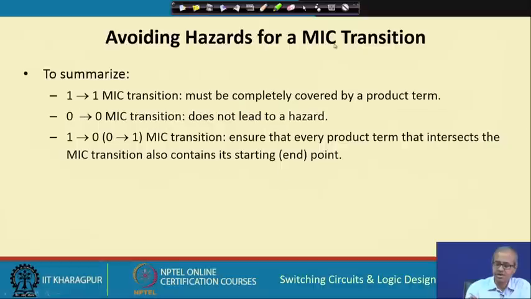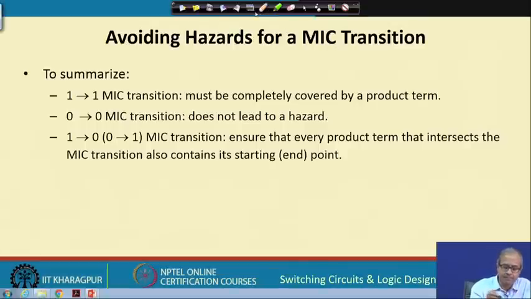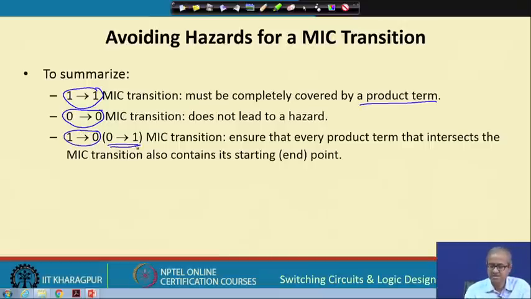So, to summarize, for a multiple input change transition, if you have a 1-to-1 transition, so the cube must be completely covered by a product term, as we had said. 0 to 0 transition in the practical case will never happen, so forget it. But for 1 to 0 or 0 to 1 transitions, this is the last example we took, we have to ensure that every product term that intersects with the transition must also contain its starting point for the first case and ending point for the second case. Then such hazards can be avoided.